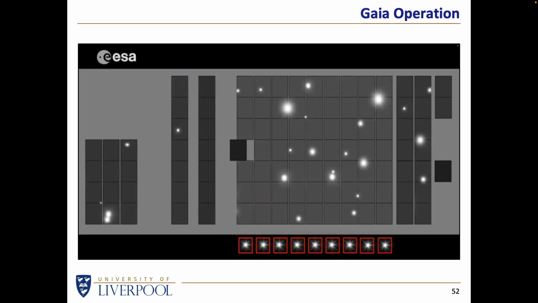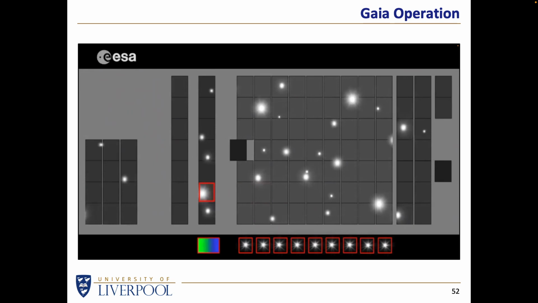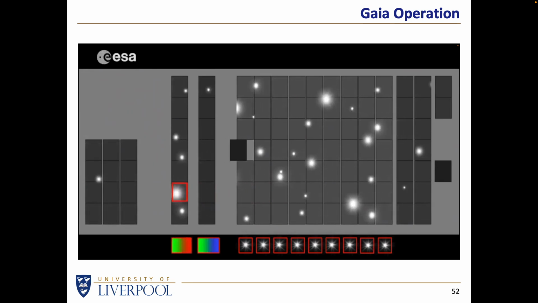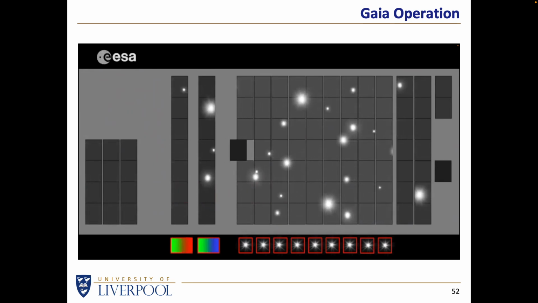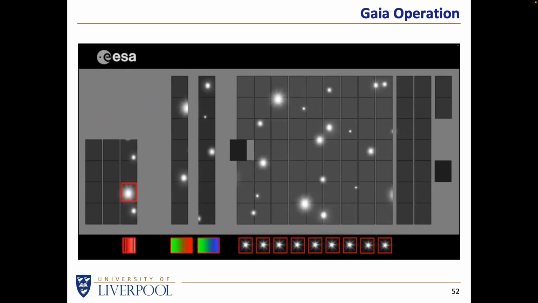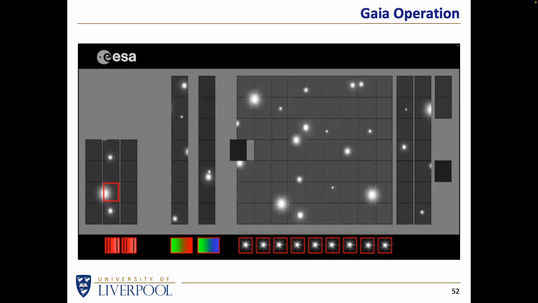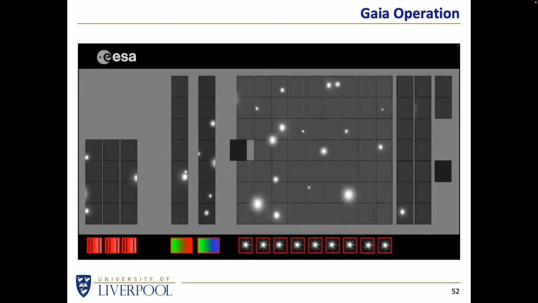So it takes 10 or so measurements. Then it measures how blue it is, how red it is, and for some of the stars, let's take the entire spectrum of the star. It's not necessarily done for every star because that would be far too much data for Gaia to handle.